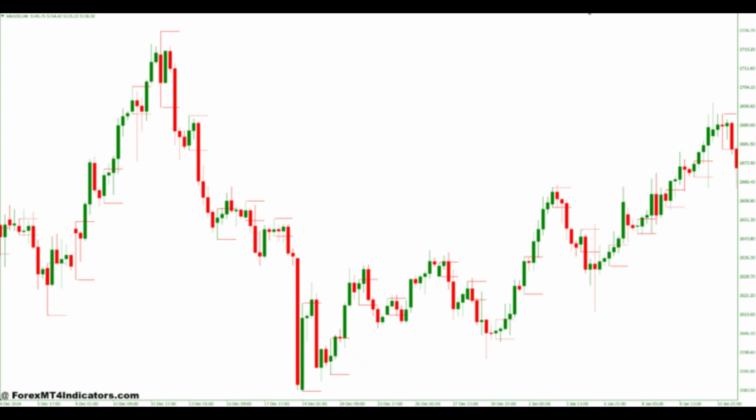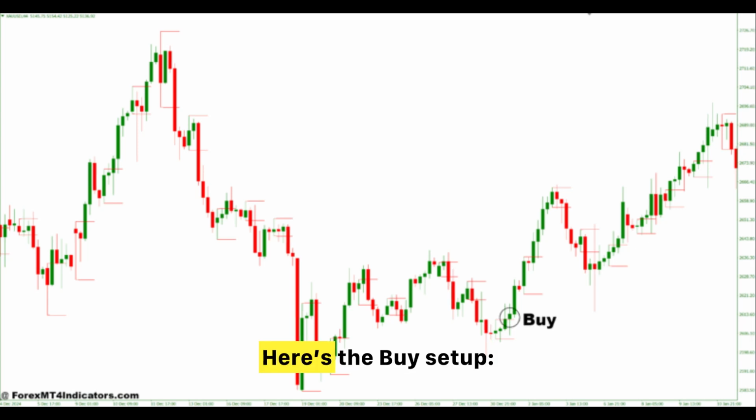It helps traders see whether buyers or sellers are more likely to break key support or resistance levels. Here's the buy setup. First, identify a strong resistance zone where price has reacted multiple times. Wait for the Breakout Probability Indicator to show a high bullish breakout percentage.